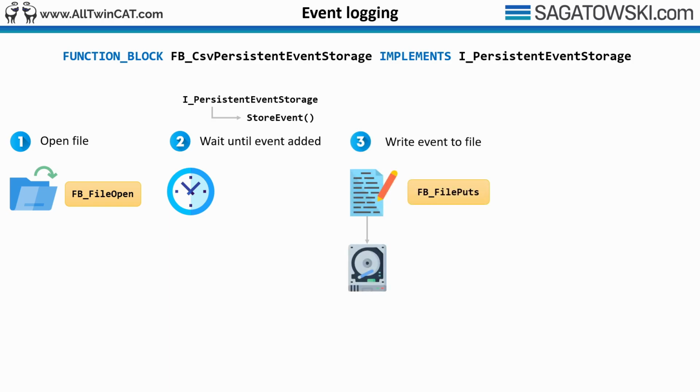In the third step, we will write the actual event data to the file. Every time we get a new event, we will create a new line in the file for that event. Writing a line of text is accomplished using the fb_fileputs function block. In the last step, we could close the file using the function block fb_fileclose. This is, however, unnecessary to do, as we can just keep the file open all the time. Because we know that we will want to write more events, we will save some time and resources by not having to open and close the file every time an event is added. Instead, as soon as we are finished with writing an event to file, we will just immediately go back to waiting for a new event.